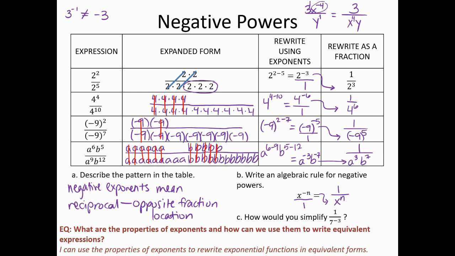The last one, how would you simplify 1 over 7 to the negative 3? Well, this one, because it's in the denominator and it's unhappy, we would actually move it to the numerator to make it happy and then put it over 1 to show that fraction. So there you go. That finishes our notes. You guys have a practice activity, and I will see you later.